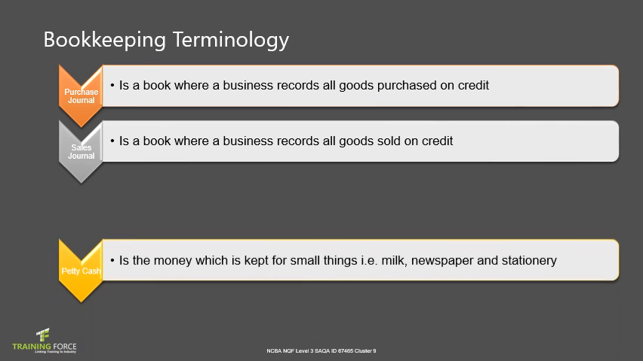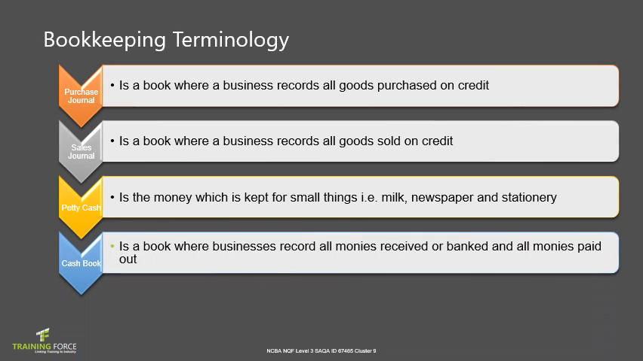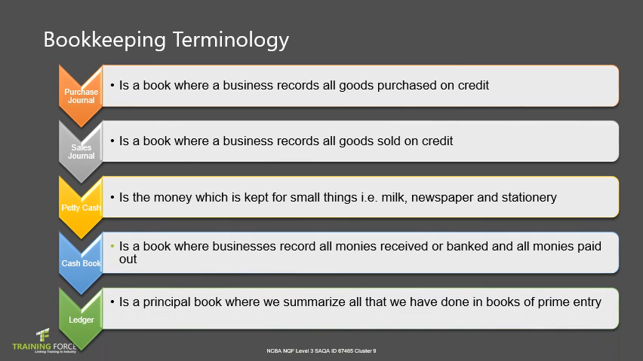And petty cash is the money which is kept for small things, for instance milk, newspapers, stationery, any odd things that need to be bought on a daily basis. Cash book is a book where businesses record all monies received or banked and all monies paid out. The ledger is a principal book where we summarize all that we have done in books of prime entry.